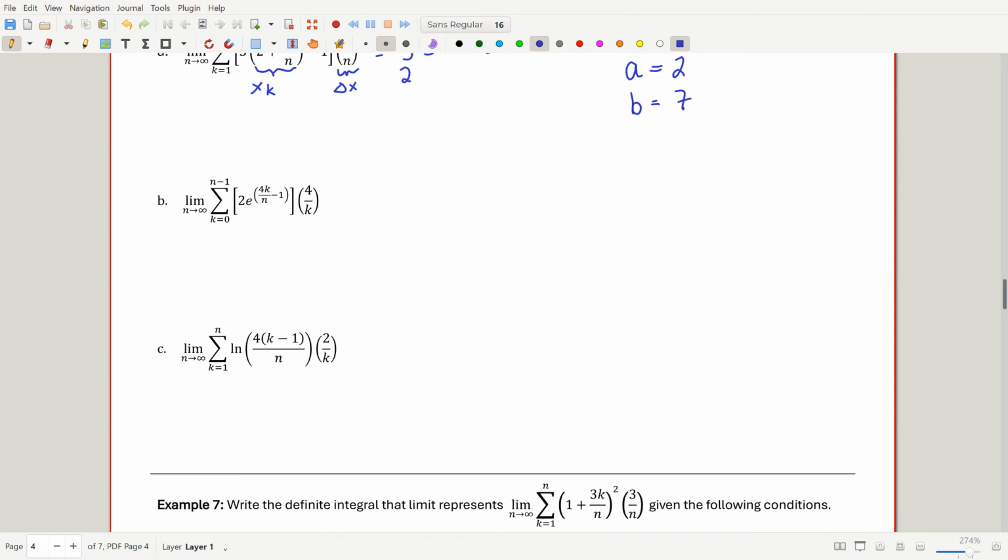That is a left, correct. So I started k equals 0. I went to n minus 1. That doesn't change anything we have to do in this problem. It just happens to be a left sum.